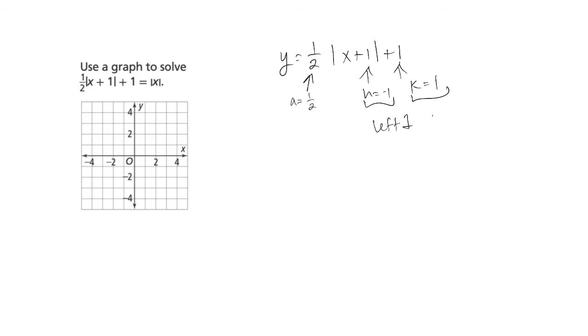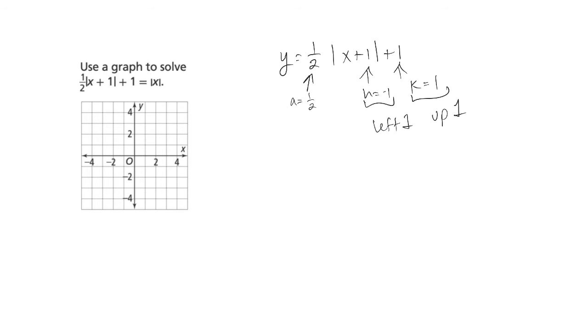All right, so we have, again, y equals 1/2 times the absolute value of x plus 1, plus 1. All right, so we have a compression, right, with a equal to 1/2. And then we have h. Okay, so h is negative 1 and k is 1. Right, so we're shifting our graph. We can see our vertex is going to shift to the left 1 and up 1.